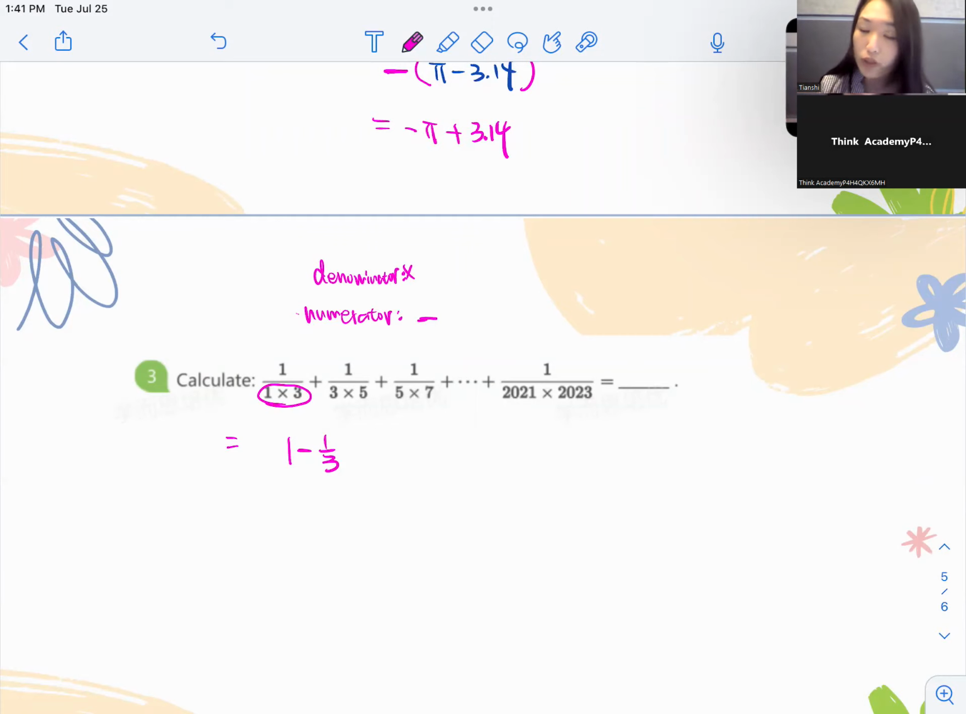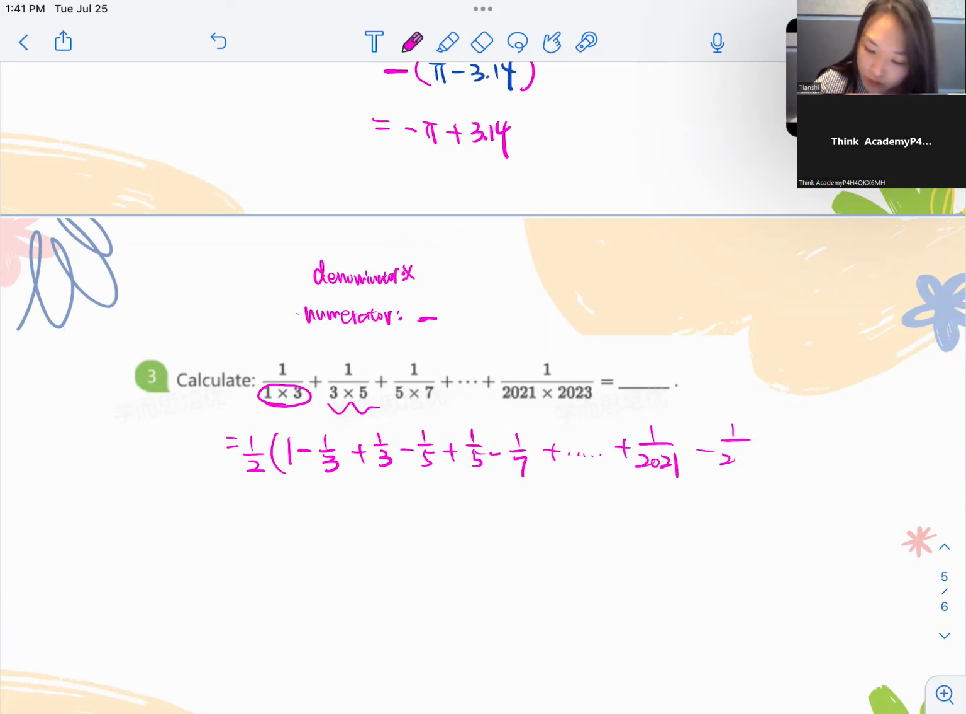So how to make the algebraic expression have the same value? Actually we need to times a half in front of the whole thing to make sure that it has the same value. So we need to times 1/2 in front of the whole thing. And then the second term is 1/3 minus 1/5. And similarly, the result will be 2/(3 times 5), so we need to times 1/2 as well. And then we do the similar thing for all the other terms.